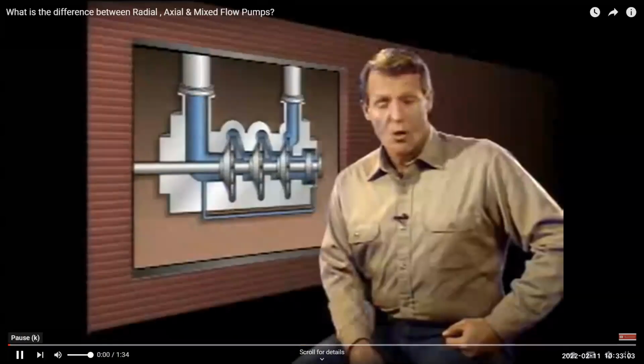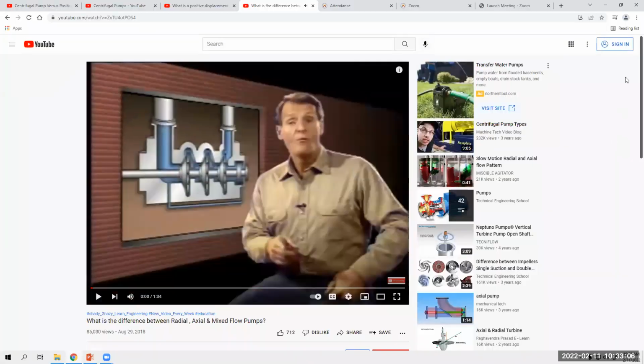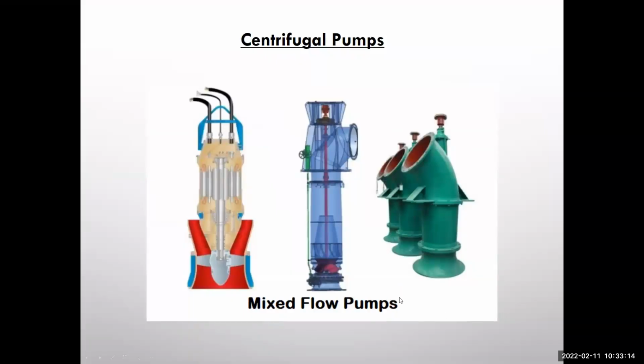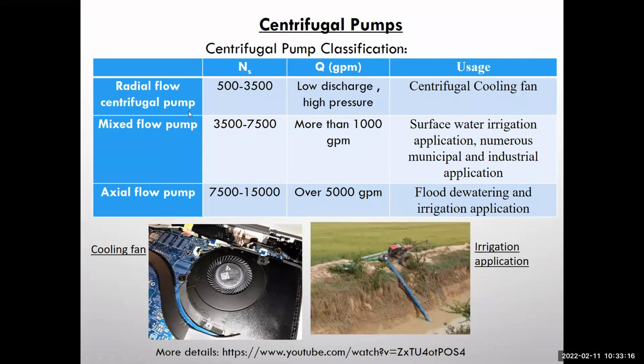Okay. So the important information to take from this video is if you need high pressure, radial flow pump is the one. If you need high volume of water or you need to deal with high discharge, axial flow is the one. But a mixed flow can work with a good range of flow and pressure. So if you need high pressure and high volume of water, you can use the mixed flow pump, okay?